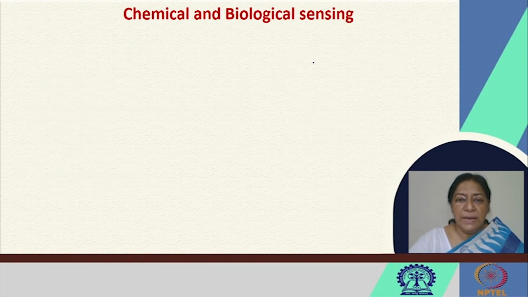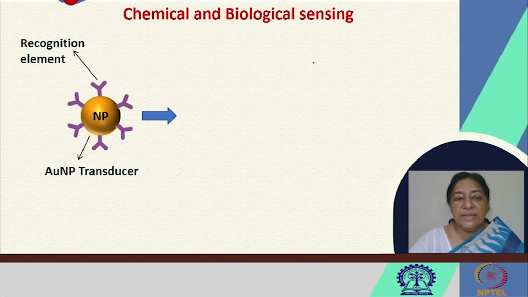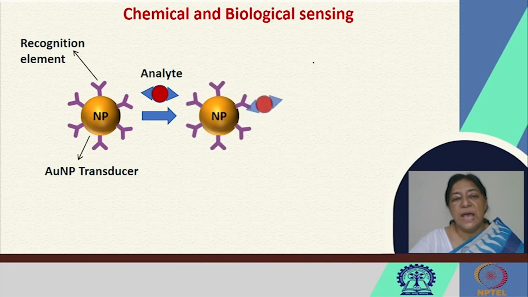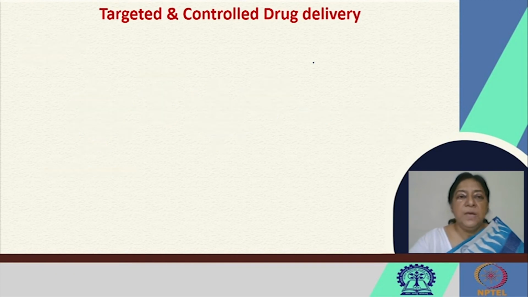In chemical and biological sensing, we have nanoparticles that have specific transducers attached to them, and a recognition element such as an antibody that can attach specific molecules to it and be used for biological sensing. So this could generate a signal that can then be studied with a signal transduction event.